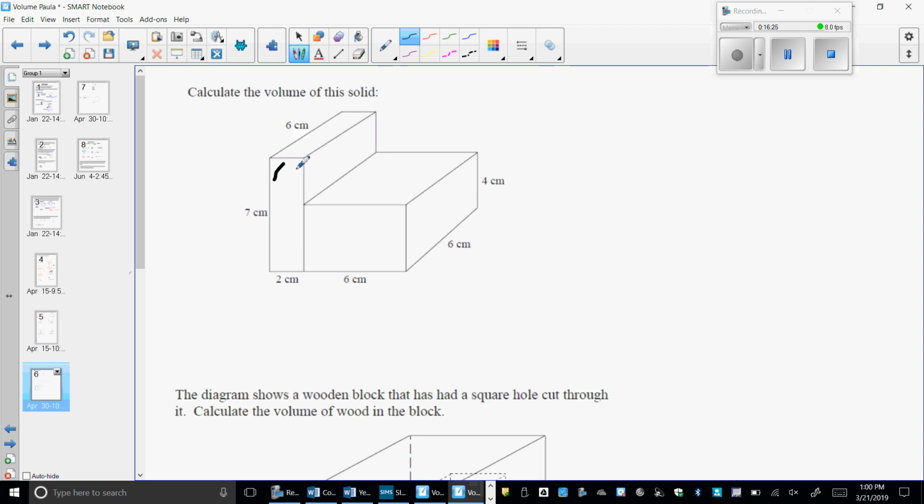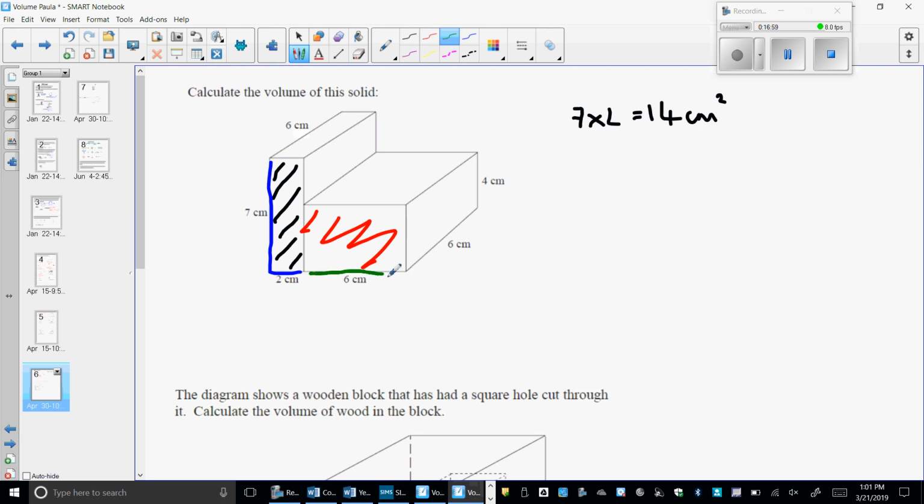Okay, so if I were to find the area of this black shape here, we know that it is a rectangle, and I can see that my measurements are 7 centimeters multiplied by 2 centimeters. So that area there, the black area, would be 7 multiplied by 2, which is 14. Okay, the red area here, I know that this measurement here is 6, and this measurement here is the same as this one, so that makes that 4. So that area would be 6 multiplied by 4, 24, which makes a total area there of 38 centimeters squared.